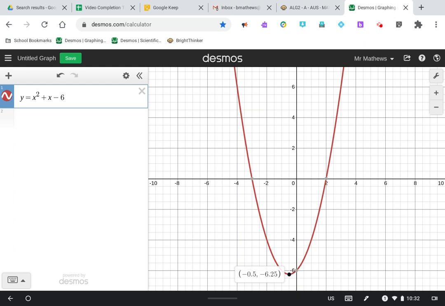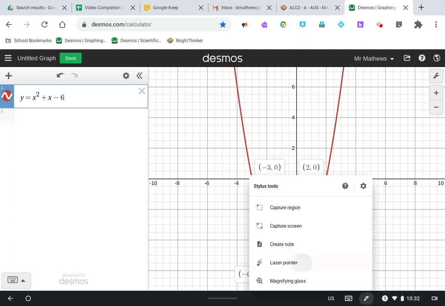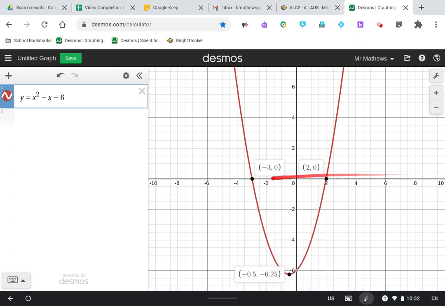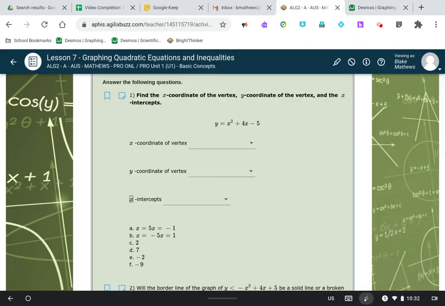So this is our vertex right here, with an x coordinate and a y coordinate. Then it asks us for our x-intercepts. Remember, x-intercepts are the points where the graph crosses the x-axis. That's all they're asking us to do on number 1, just to identify those points.